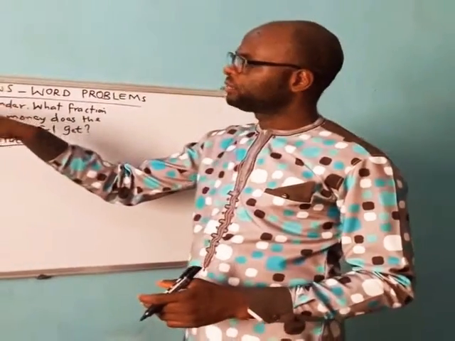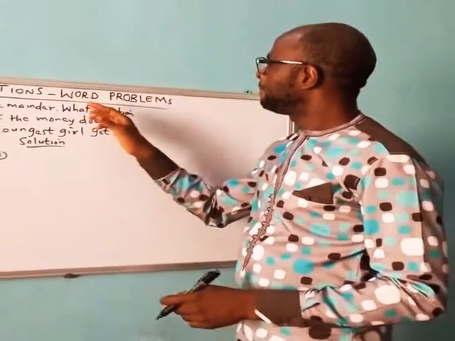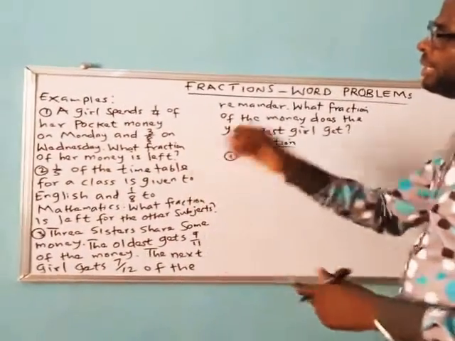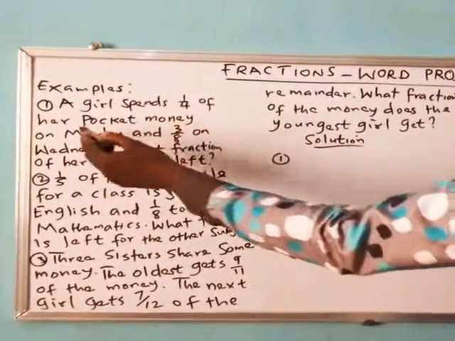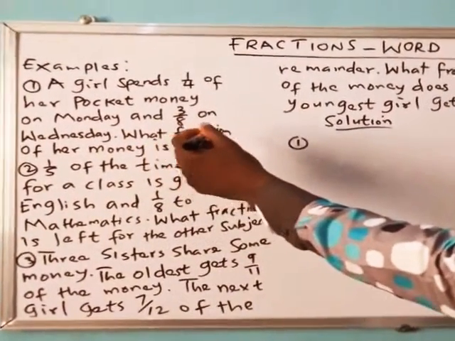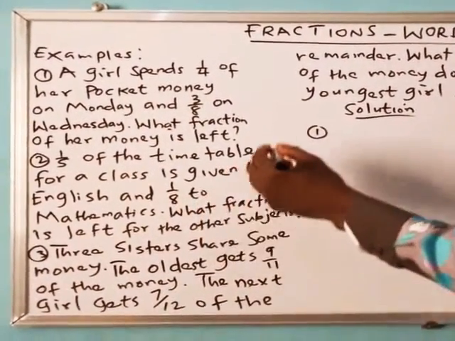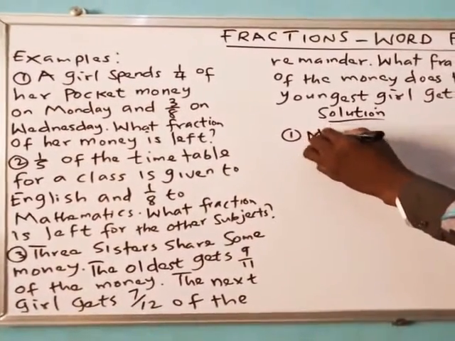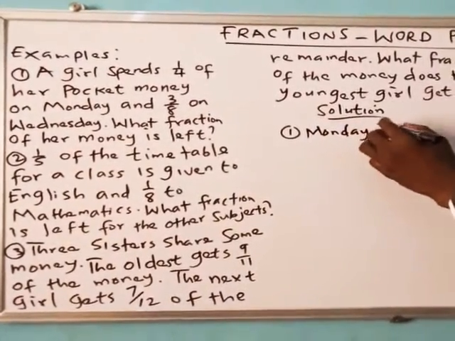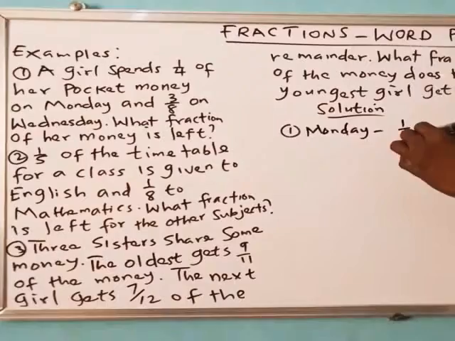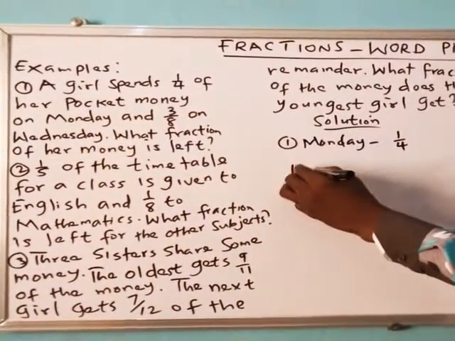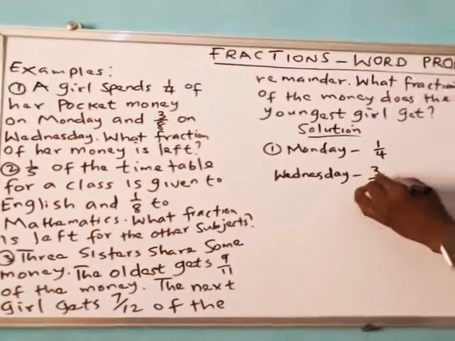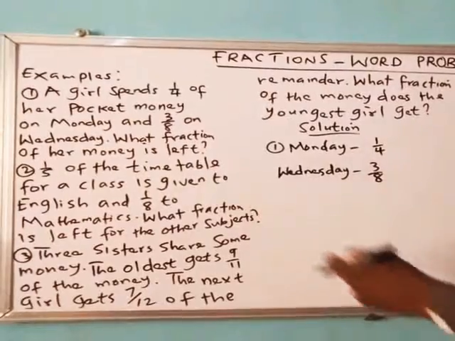Today's topic is fractions. We started fractions last week, and today we'll be going on word problems on fractions. Now, examples. Number 1. A girl spends 1/4 of her pocket money on Monday and 3/8 on Wednesday. On Monday, she spends 1/4 of her money, and 3/8 on Wednesday. What fraction of her money is left?